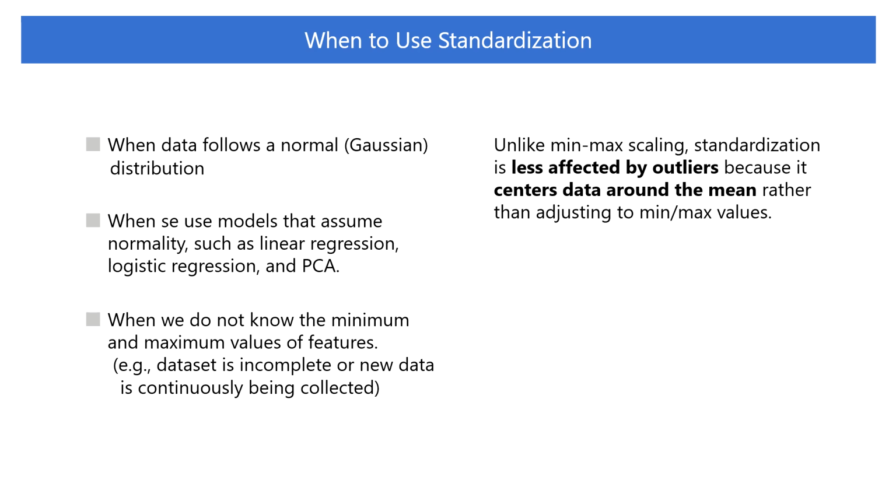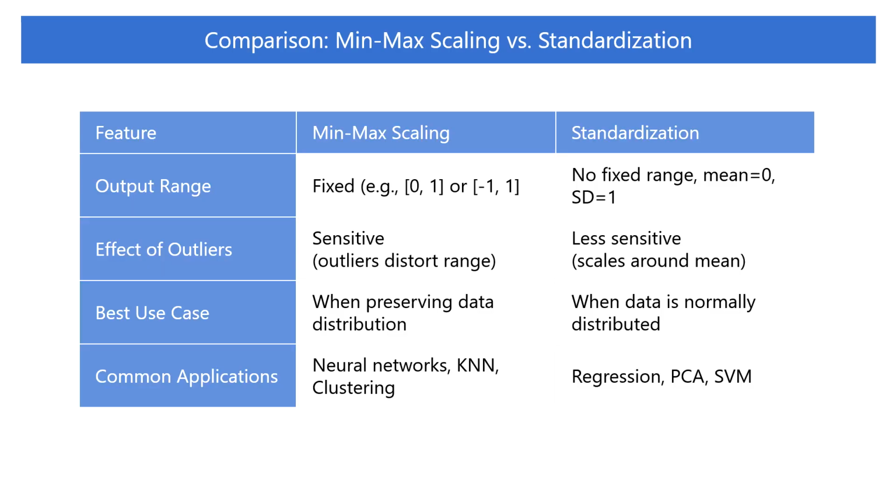Unlike min-max scaling, standardization is less affected by outliers because it centers data around the mean rather than adjusting to min-max values. This table summarizes the comparison between min-max scaling and standardization.